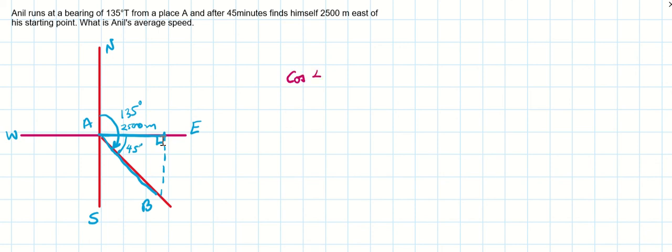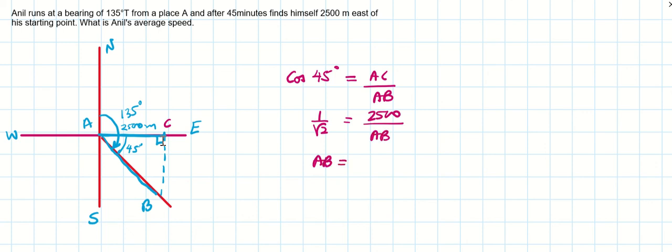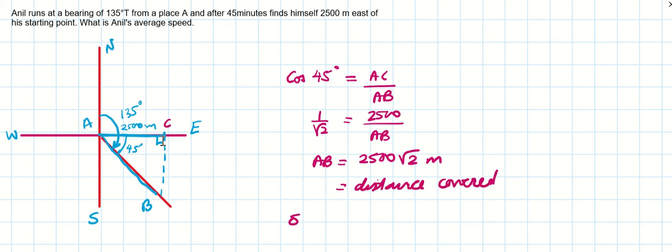So what will we do? We'll apply trigonometry. Cos 45 is the adjacent side over the hypotenuse. So that's your AC over AB. We are solving for AB. Cos 45 is 1 over root 2. AC is 2500 meters upon AB. So AB is equal to 2500 root 2 meters. This is the distance that is covered by him running, this distance.